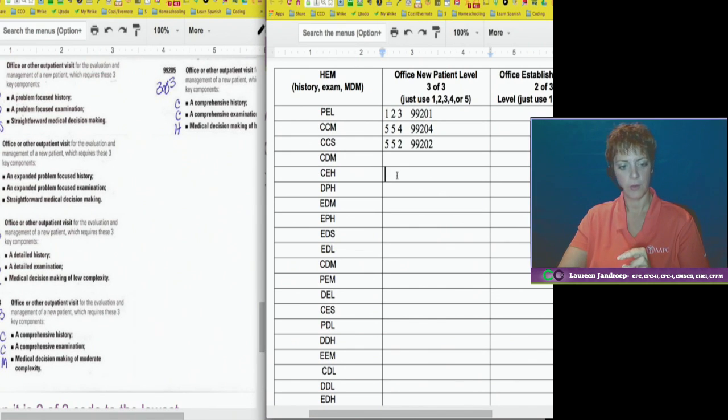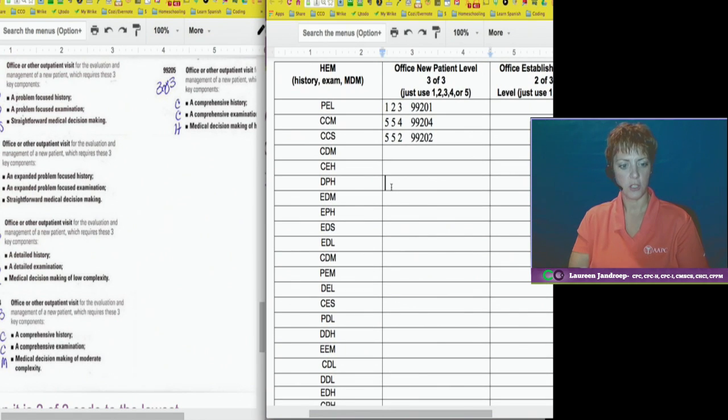Let's skip that one. Okay, CEH. Let me get out of the C's here. Let's do DPH. All right, so D shows up on what level? Level 3. And the P shows up at level 1. And the H shows up at level 5. Now that one's all over the map. Not probably normal, but it's possible. So if that's the case of 3, 1, 5, when it's 3 of 3, we code to the lowest. Painfully, it is a 99201.